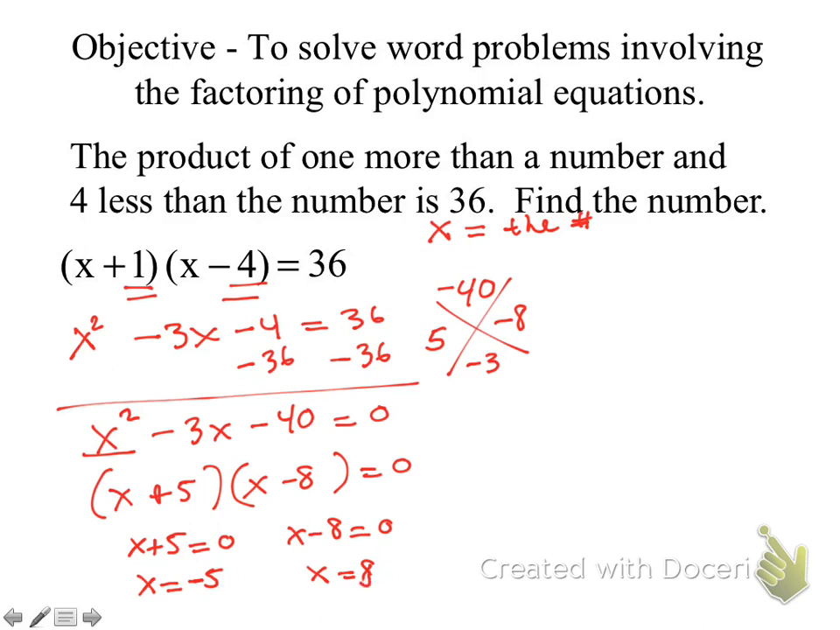Questions? Okay, so those are your solutions. It is negative 5 and 8. And you should be able to check that.